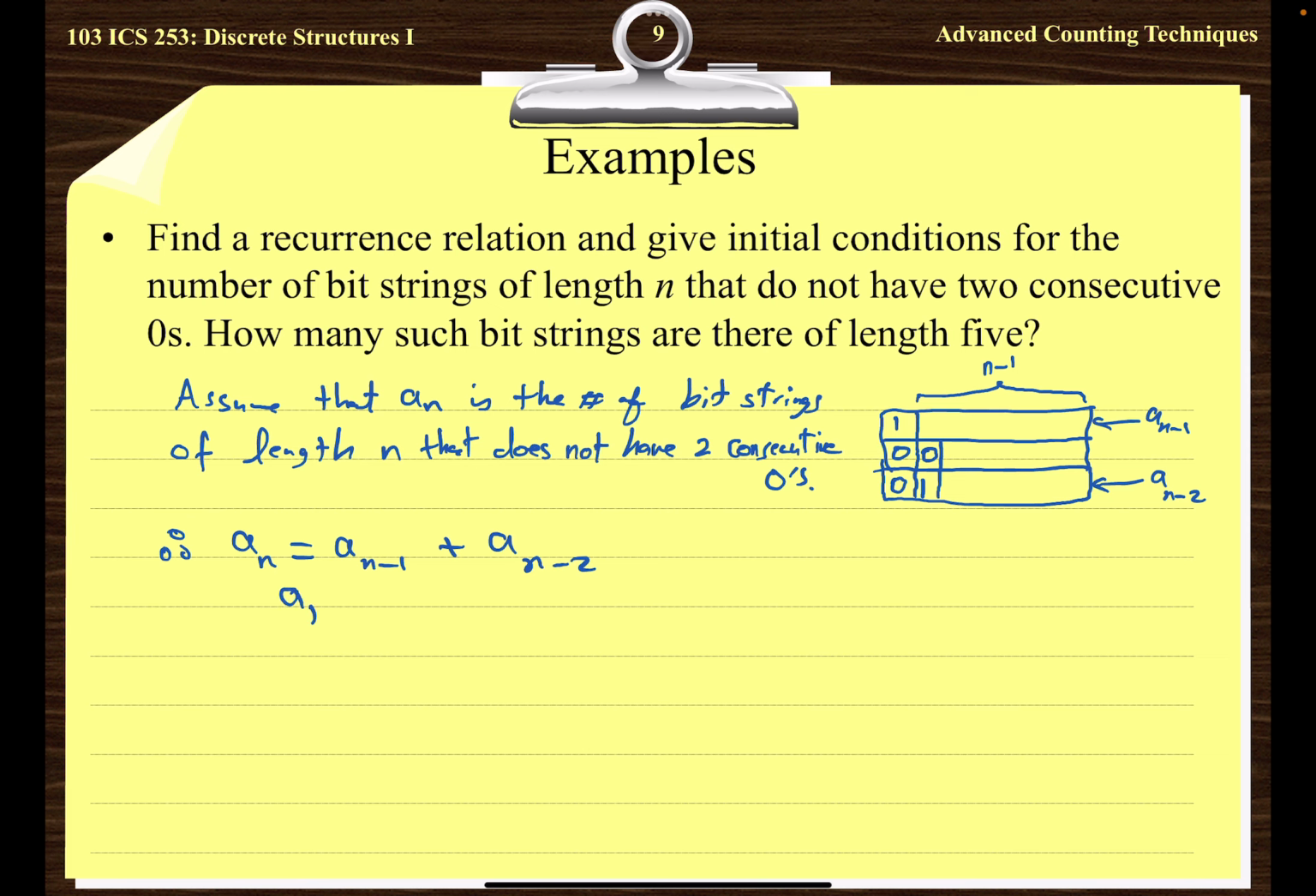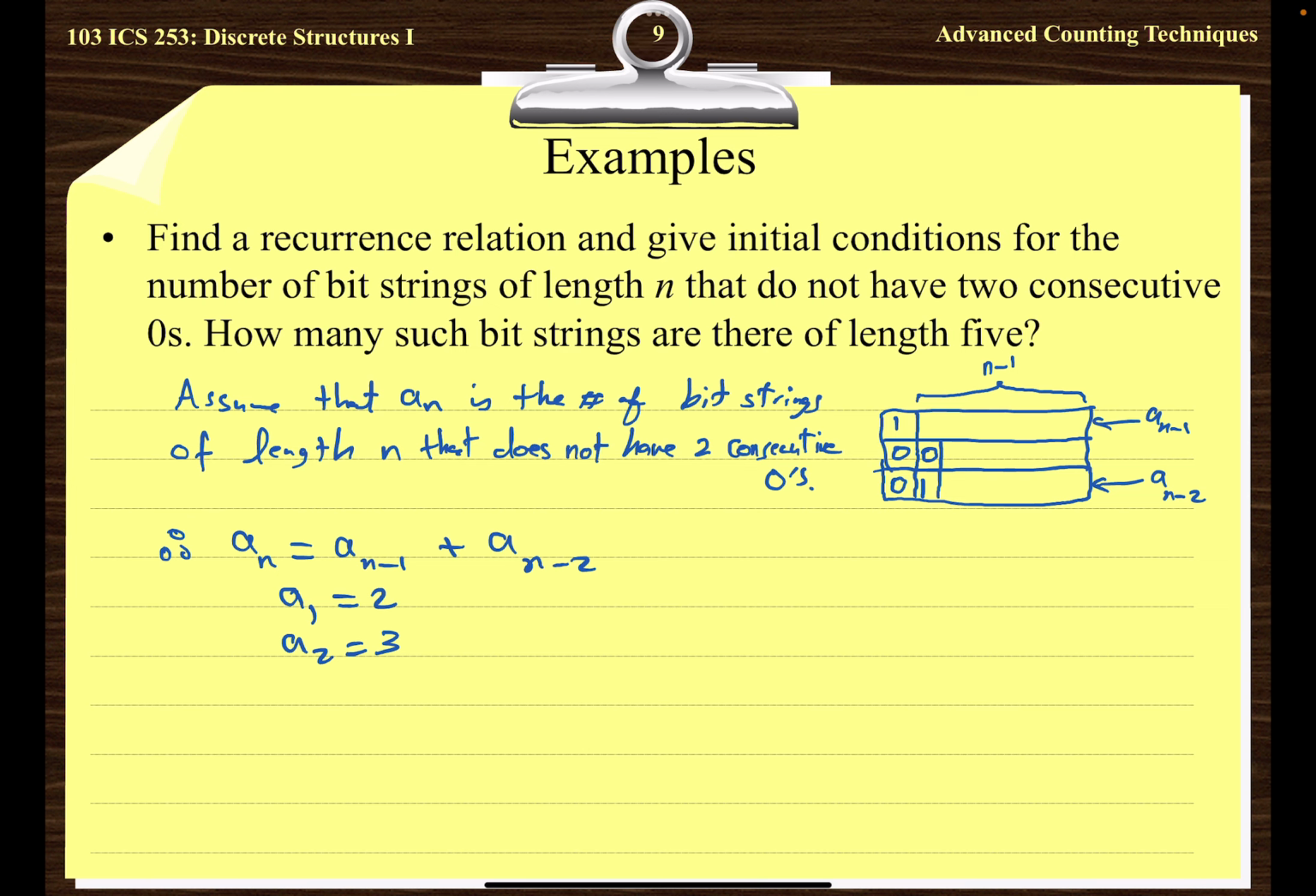What about a2? How many bit strings of length 2 do not have two consecutive zeros? 3. Do not have two consecutive zeros. You have 00, then 01 does not, 10 does not, and 11 does not. Oh, okay. Yes. So a2 is equal to 3.